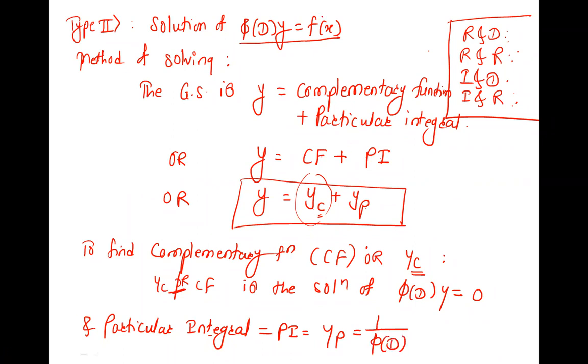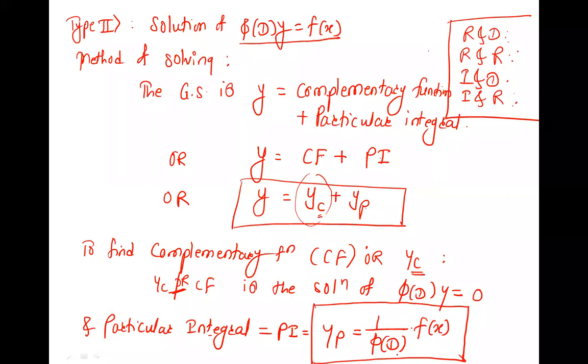Okay, and whatever is the function on your right hand side, what is the function? F of x. Yes, it just gets multiplied to this. So this is the definition of YP. YP is 1 upon phi d. This phi d, whatever is the given equation, that phi d is here in the denominator, and whatever is the function on the right hand side, f of x, we write it here, and that is your definition of particular integral.